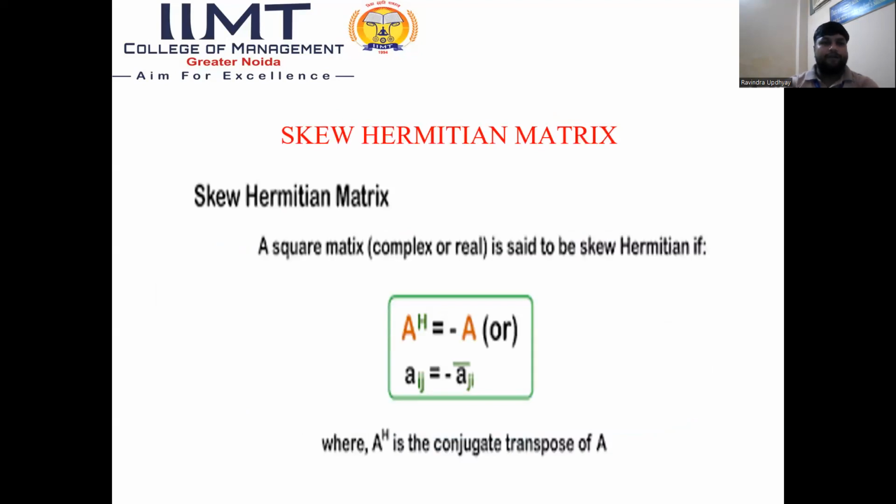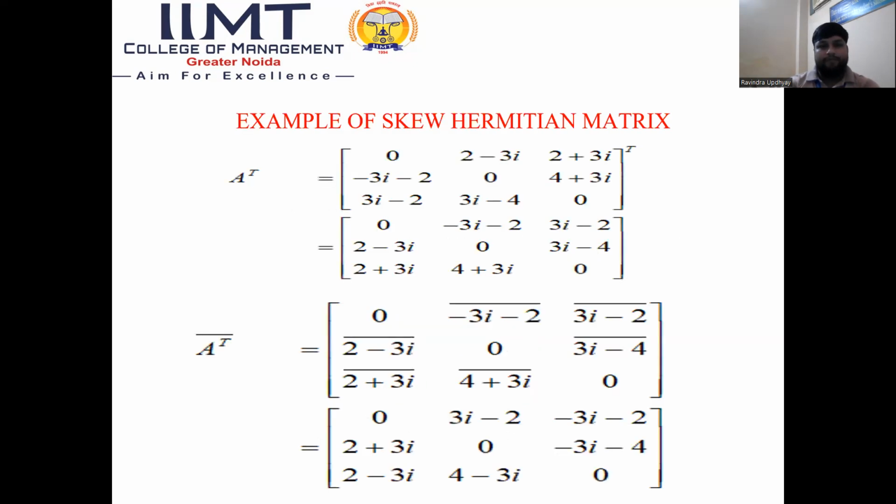Skew Hermitian matrix. A skew Hermitian matrix is a square matrix that may be real or complex, for which the conjugate transpose equals minus A, or a_ij equals minus the conjugate of a_ji, where A^H is the conjugate of the transpose of A. We can understand it by a clear example.